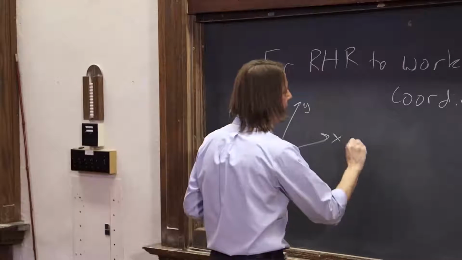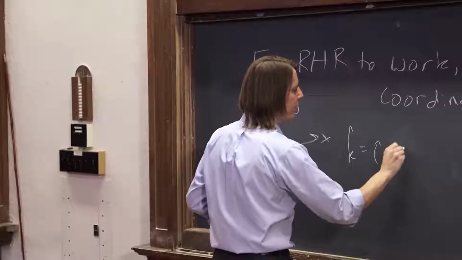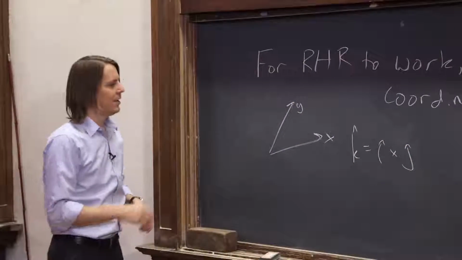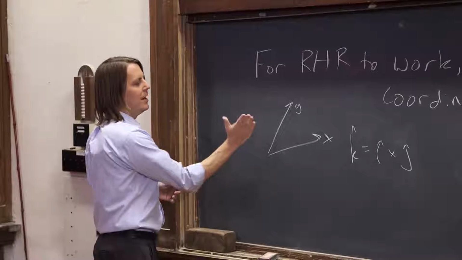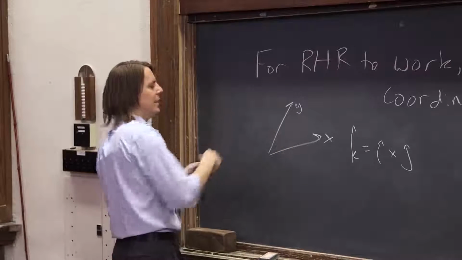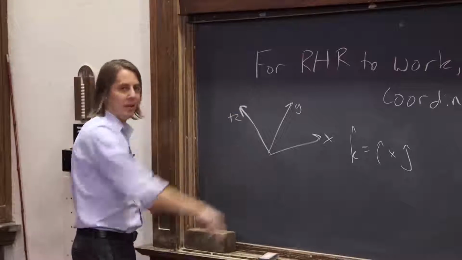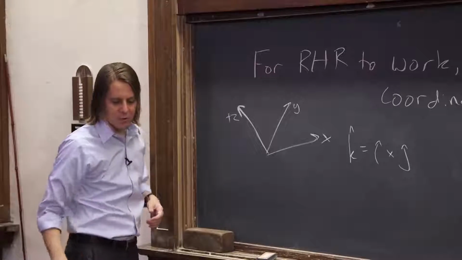It has to be that the k hat vector has to equal the i hat vector crossed with the j hat vector. Z has to be x cross y. So if I put my fingers along i hat along x, cross them towards y, z has to be this way. That's the positive z direction, not down. So it does actually matter which way you draw z.